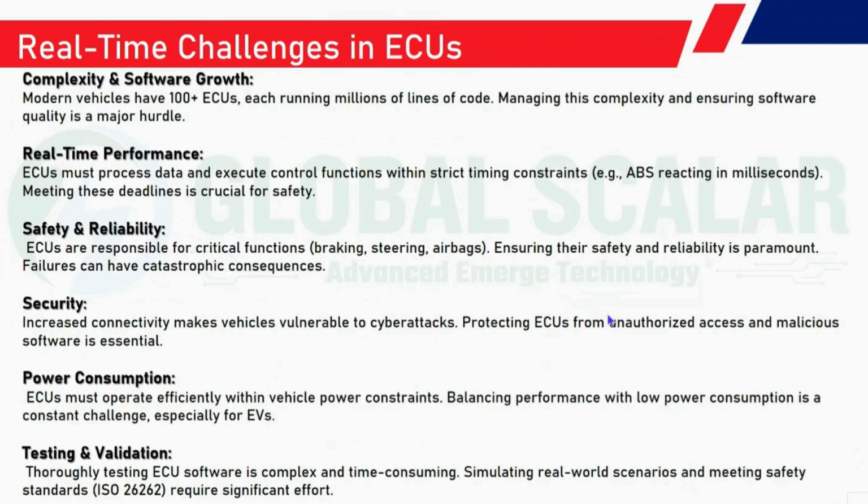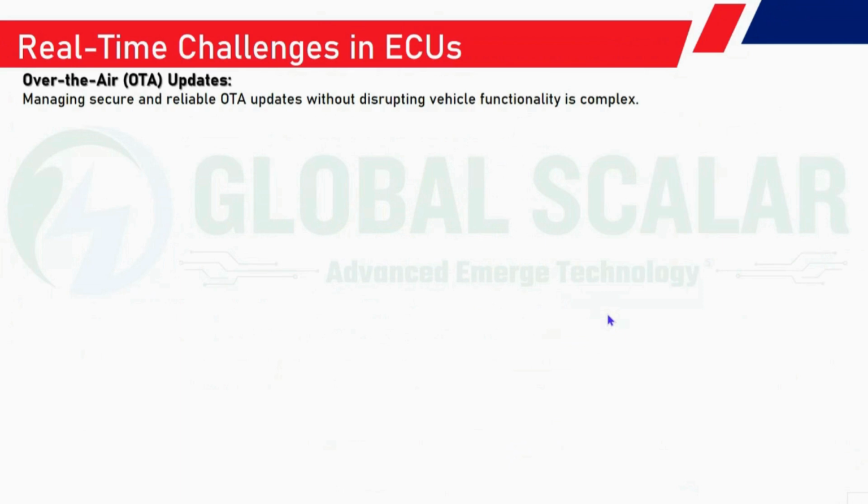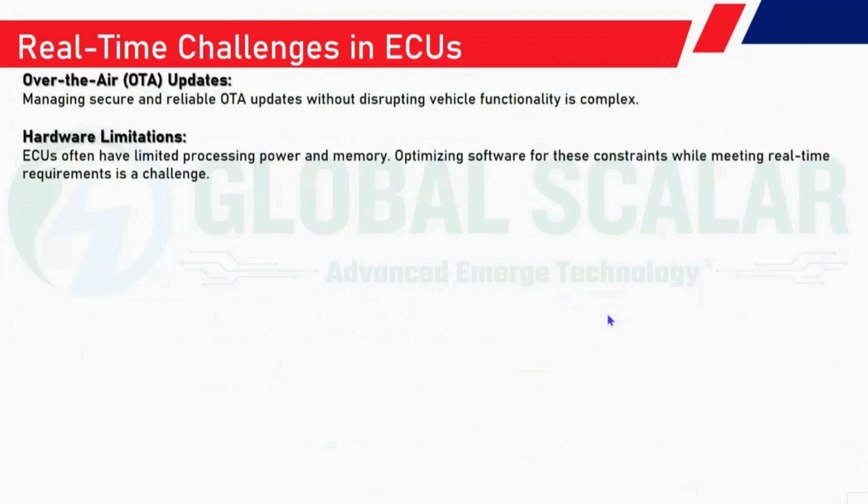And testing and validation. All the ECU electronic components should comply with the functional safety standard ISO 26262. So it should meet the functional safety standards for whatever software we develop and test. And next is over the air, the auto updates, where it will manage secure and reliable updates without disturbing the vehicle functionality. And hardware limitation, ECUs often have limited processing power and memory. It will optimize the software for the constraints while meeting the real-time requirements.